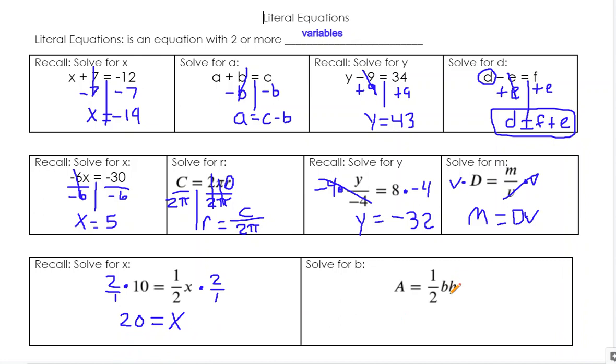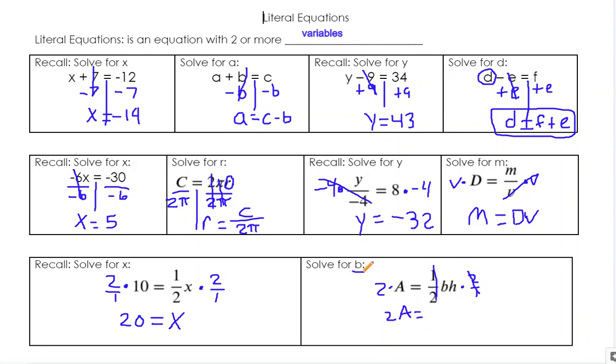All right. Okay, so how would I solve this? A equals a half bh. So a half bh. Ooh, man. So I have to get rid of my fraction first. So I got to times it by the reciprocal, times it by 2 over 1. And we just talked about that. 2 over 1 is the same thing as 2, right? So I'm going to times this side by 2. Well, what's 2 times a? Well, that would be 2a. All right? This is now gone because I times it by the reciprocal.